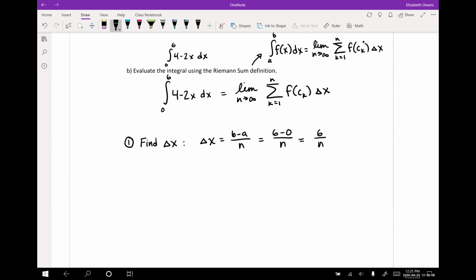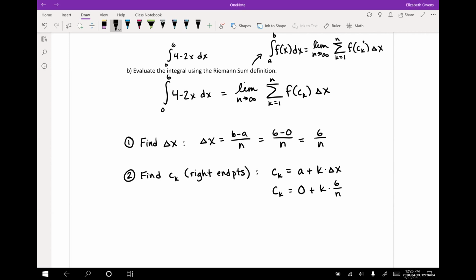But now we can use that. We're going to build piece on piece here. So first you find your delta x. That's going to make it a lot easier for you to find the ck's in the next step, the right endpoints. That was our default setting for that Riemann sum. Okay, so our formula for those ck values, finding the right endpoints, was a plus k times delta x, or a plus k times b minus a over n, but we already did that b minus a over n part, so we'll just put in what we had just found for delta x. So ck is going to be a, which is 0, plus k times 6 over n.